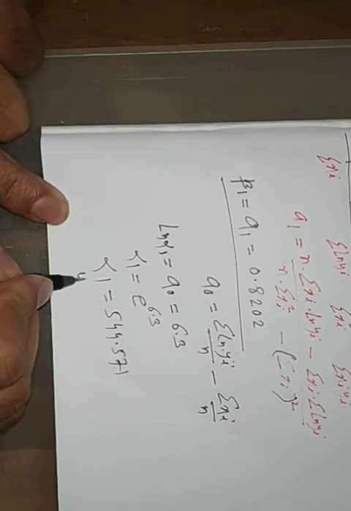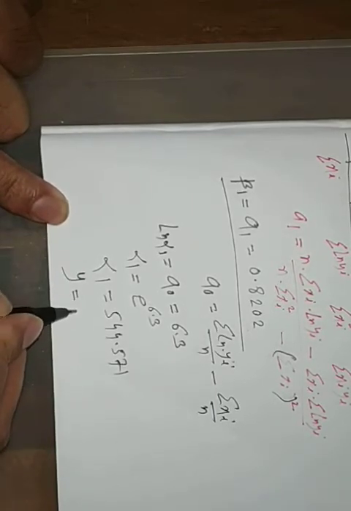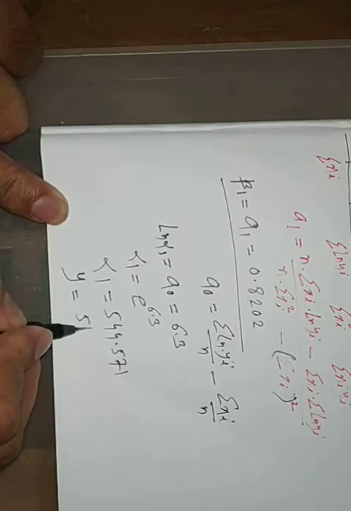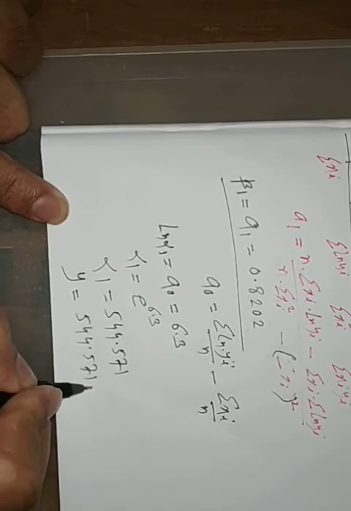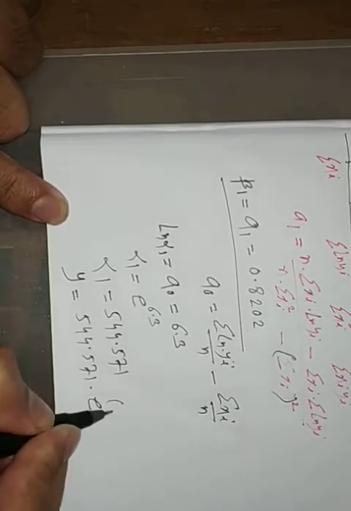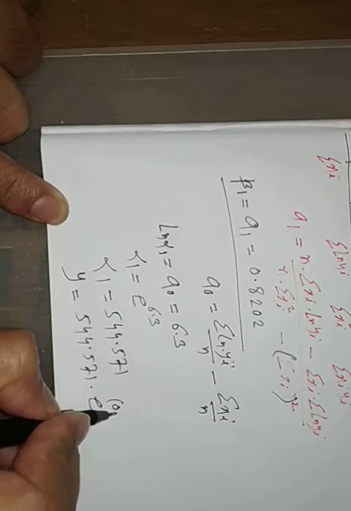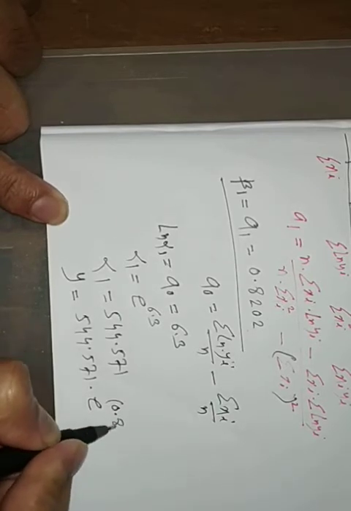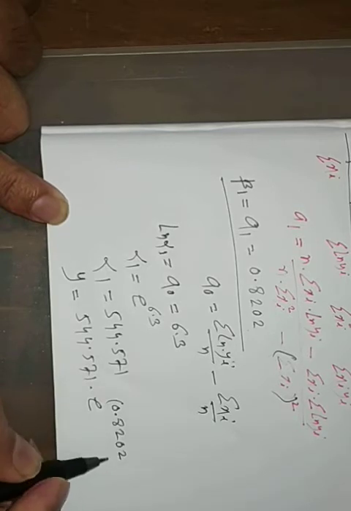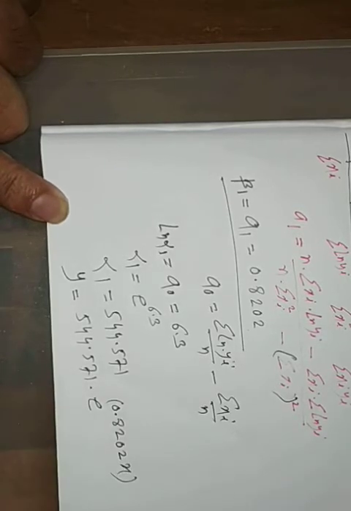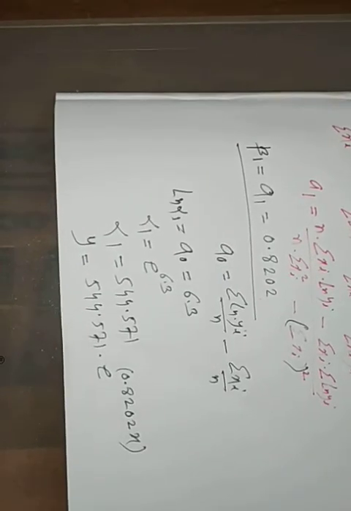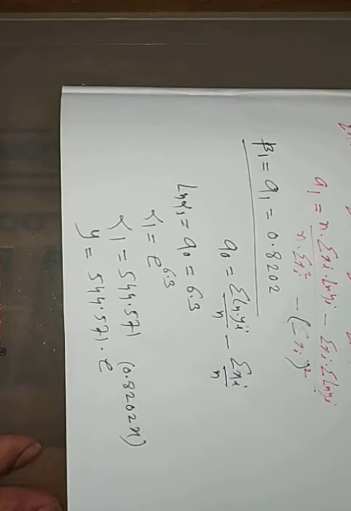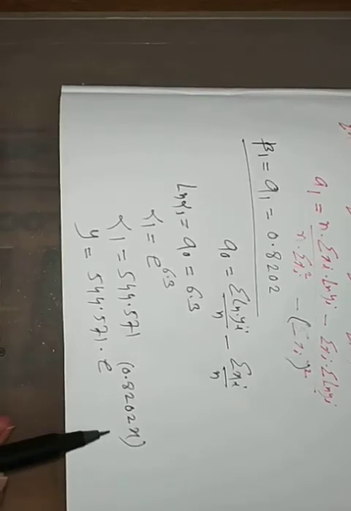Now we will put these two values, alpha 1 and beta 1, in the exponential equation. We will get y is equal to 544.571 into e raised to 0.8202 into x. Okay, so we have got this relationship, and we can find out any intermediate value using this relationship. You put any value of x, you will get y.